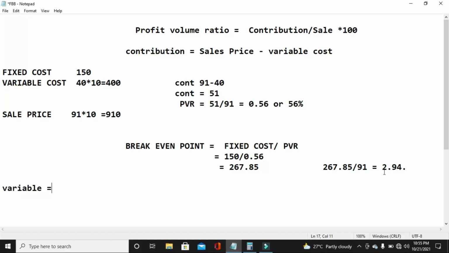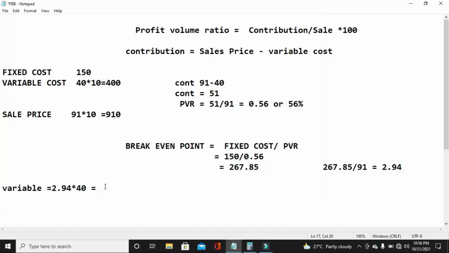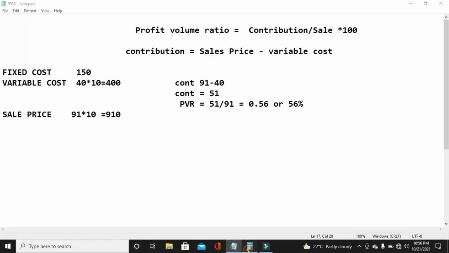We have sold 2.94 units. So let's know the variable cost of 2.94 units. The variable cost of 2.94 units is multiplied by the variable cost per unit, which is 40 rupees. So let's know how much variable cost we consumed here: 2.94 multiplied by 40. So the variable cost which we have consumed is 117.6.